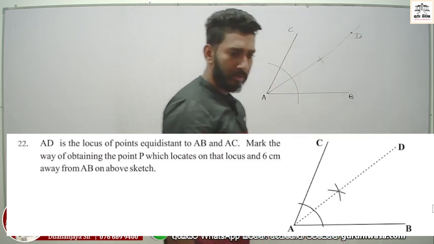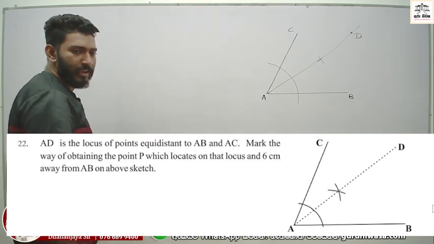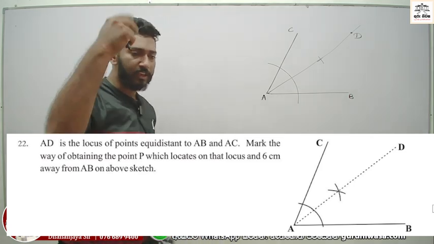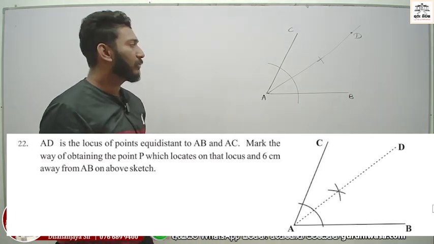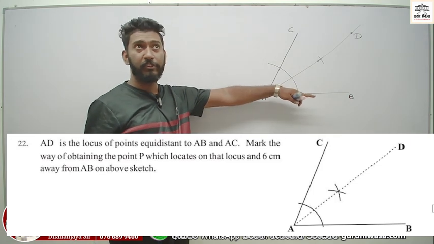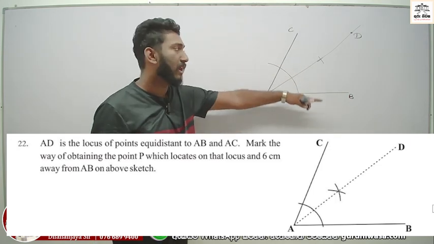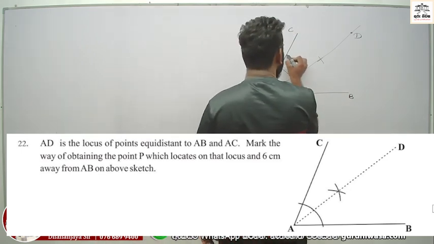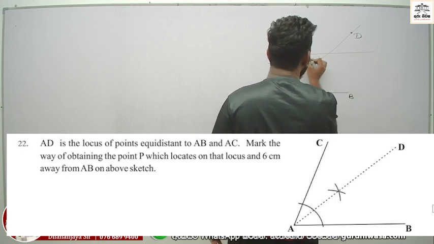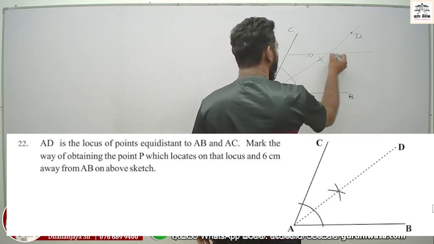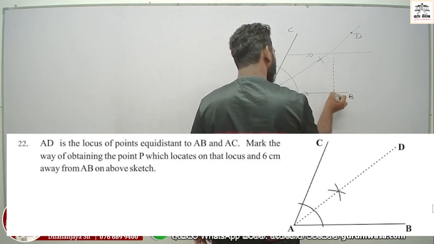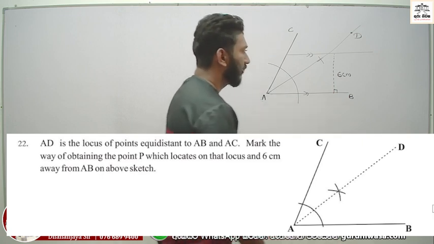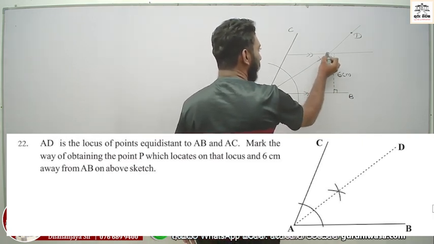Now, make the way of obtaining point P which locates on the locus and 6 centimeters away from AB. So AB is a straight line. 6 centimeters away from AB should be a parallel line. Therefore, you need to draw the parallel line like this. It should be parallel, and here to here should be 6 centimeters away. Now, where is the point P? Now, this is the point P.